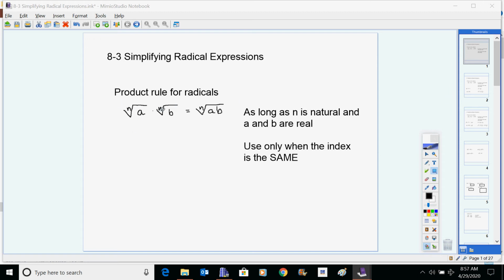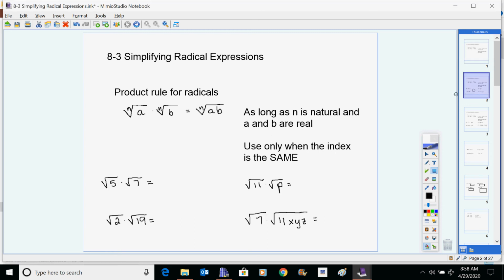Now, if you remember that if you have two radicals and they have the same index, it's as simple as just kind of scooping them up underneath the same radical. As long as n is a natural number and a and b are both real numbers, that will pretty much work. You do have to be careful if there are some negatives in there and you've got even roots, but for the most part this will work, and we're just going to go with that for our simplifying rule.